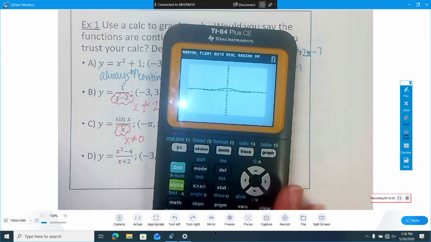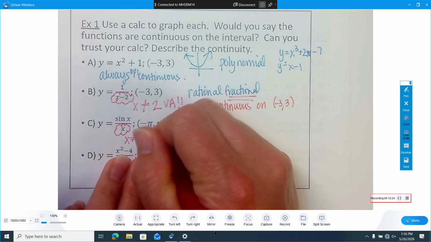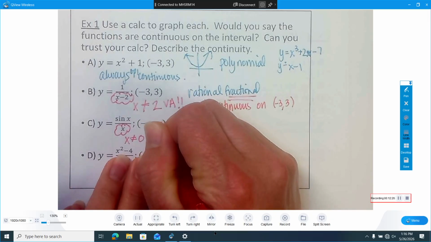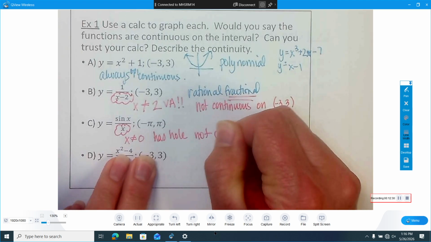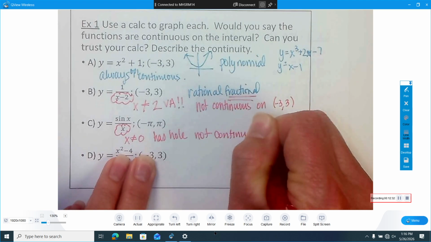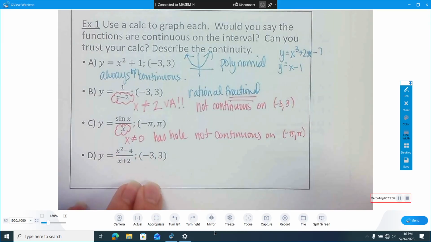All right. So is it continuous? No. This one has a hole. Not continuous. On negative pi to pi.